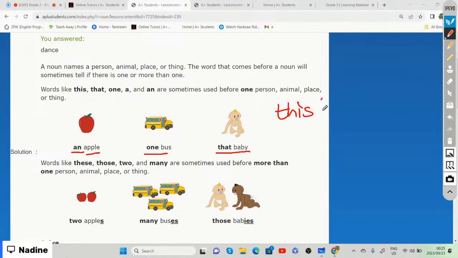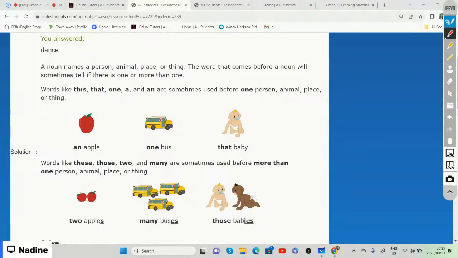This boy, right? A lion. And there's the word a. It basically gives us an idea or an indication that it refers to one person, one animal, one place, or one thing. So that is basically the singular, right? Still where it tells us one, about either one person, place, animal, or thing.